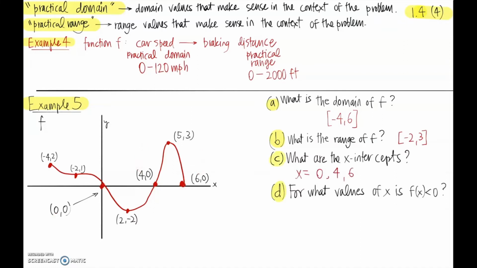This is a good question. For what values of x is f of x less than 0? Sometimes we want to know, when is the function positive, when is it negative? Here we're asking, when is the function f negative, or less than 0? When does it dip below the x-axis? Well, it looks like here are all the values where it's negative. And so we could say when x is between 0 and 4.